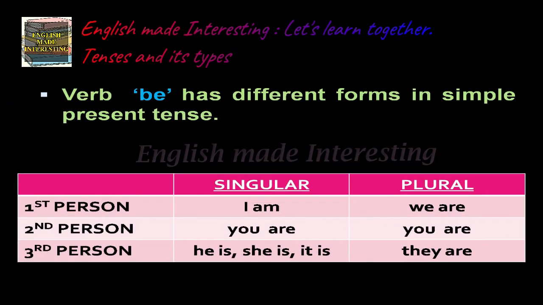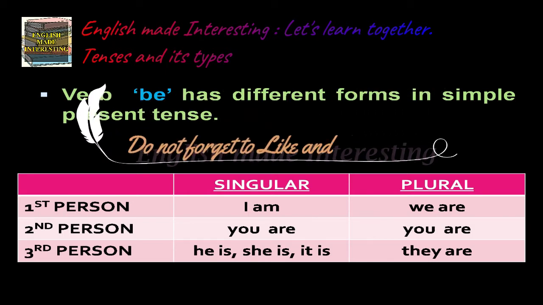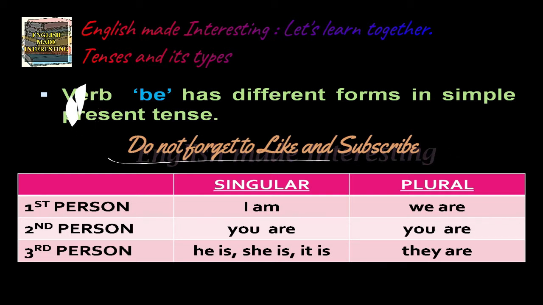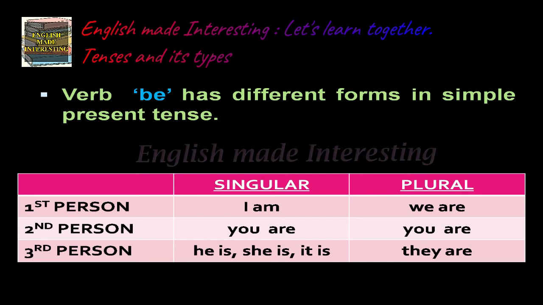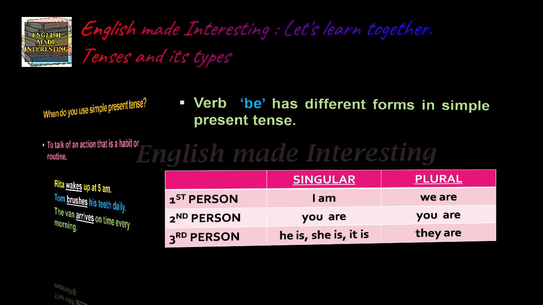Now look at the table for better understanding. First person singular, I am. When it is plural, it becomes we are. Second person singular, you are. Second person plural, it remains the same. It is again you are. There is no change. Now third person singular, he is, she is, it is, etc. Third person plural, it is written as they are.